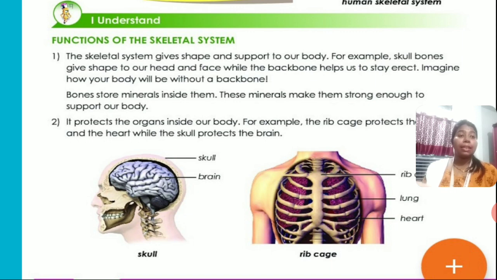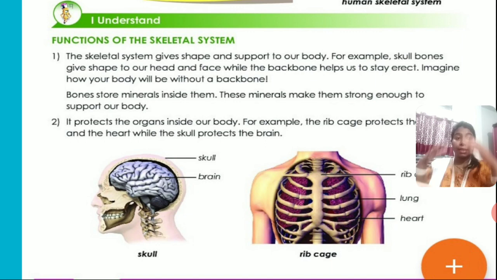Yes, in the last class I also told you to just imagine our body without bones. What will happen? We will be hanging. Yes or no? We will be hanging. So the skeletal system gives shape and support to our body.